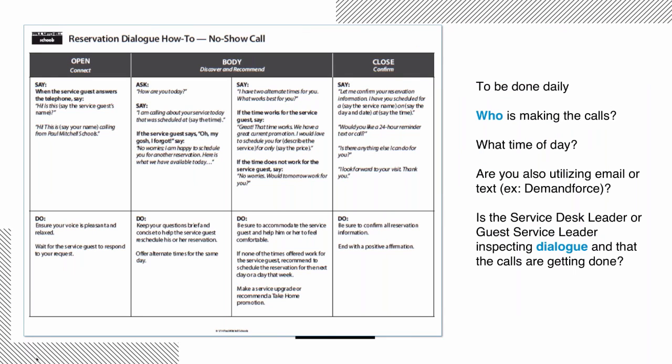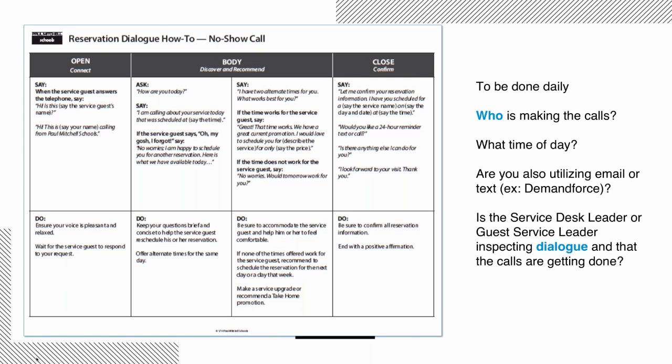The next one is the no-show call. I cannot stress enough how important these are. Not only do no-shows affect the revenue on the clinic classroom, but the future professional is also losing that opportunity for practice. Again, who is making the call? When are you making these calls?